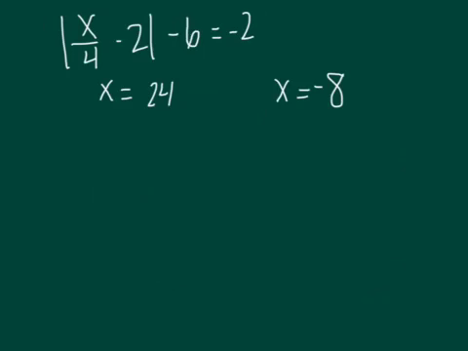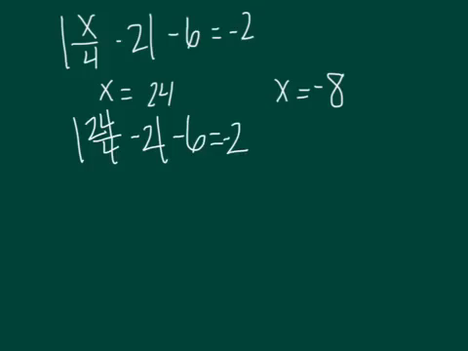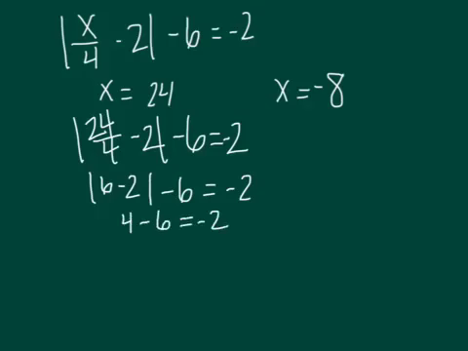Now I'm going to check both solutions, so I'm going to take the absolute value of 24 divided by 4 minus 2, minus 6 is equal to negative 2, and see if that solution of 24 works. So 24 divided by 4 is a positive 6, minus 2, minus 6 is equal to negative 2. So 6 minus 2 is 4, minus 6 is equal to negative 2. And we know that a negative 6 plus 4 will in fact give us negative 2. So our solution checks.